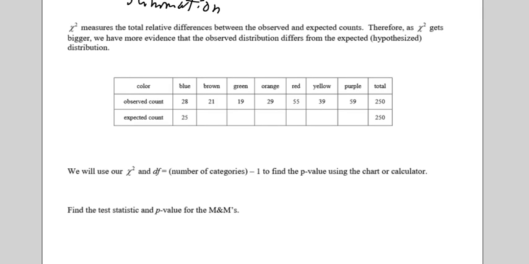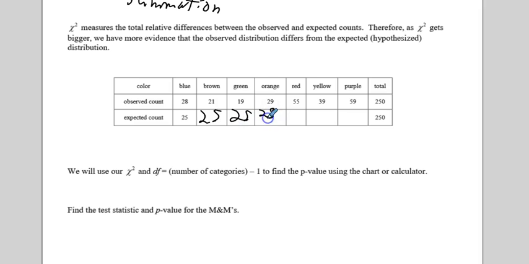Okay, so chi-squared measures the total relative differences between the observed and expected counts. Therefore, as chi-squared gets bigger, we have more evidence that the observed distribution differs from the expected distribution. Okay? So the bigger chi-squared, the more difference there is. So we're just copying these numbers here to see them again.